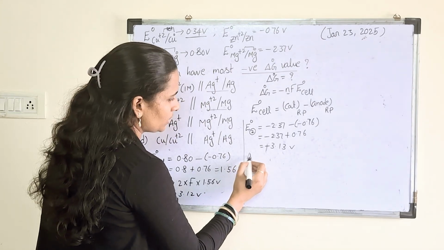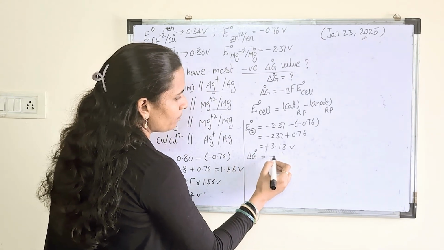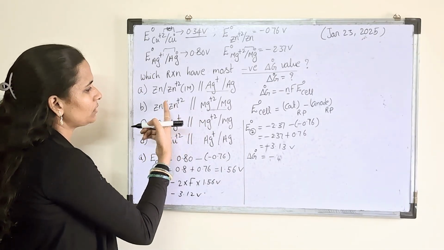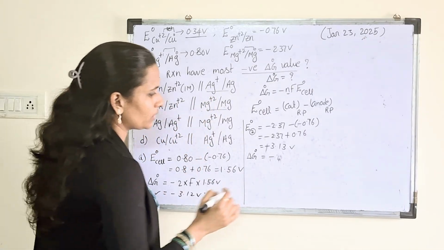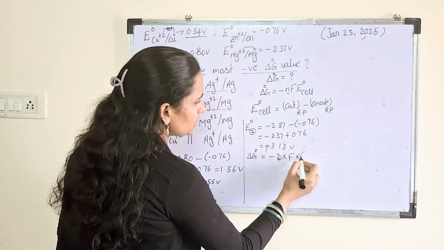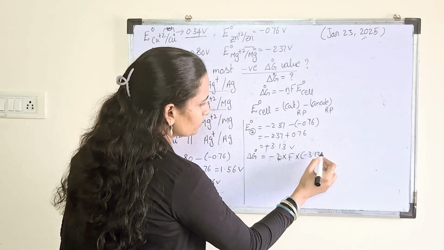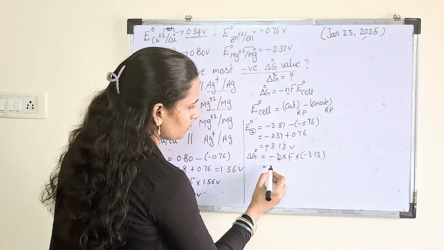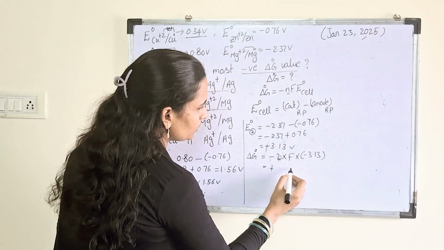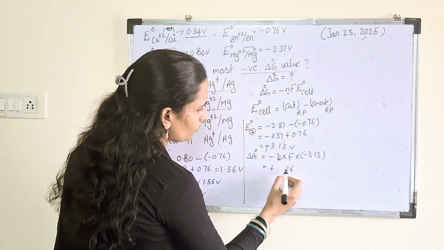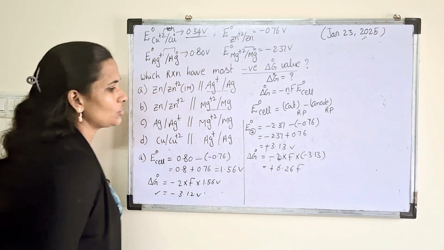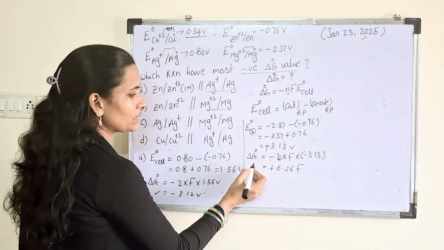Now calculate the delta G naught value. Delta G naught equals minus nFE naught. N means number of electrons involved. So in the second equation, how many electrons are involved? Two electrons only. So 2 into Faraday into E naught cell, that is minus 3.13 volts. Minus of minus is plus. Keep Faraday like that. So 2 into 3.13 is 6.26 Faradays. So this is the delta G naught value for the second equation.